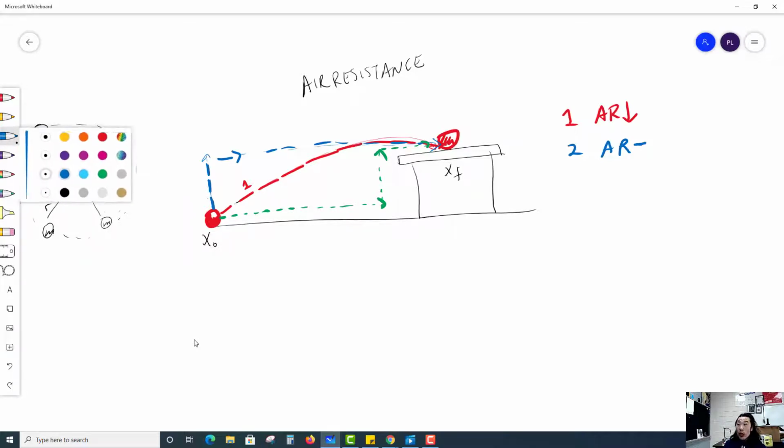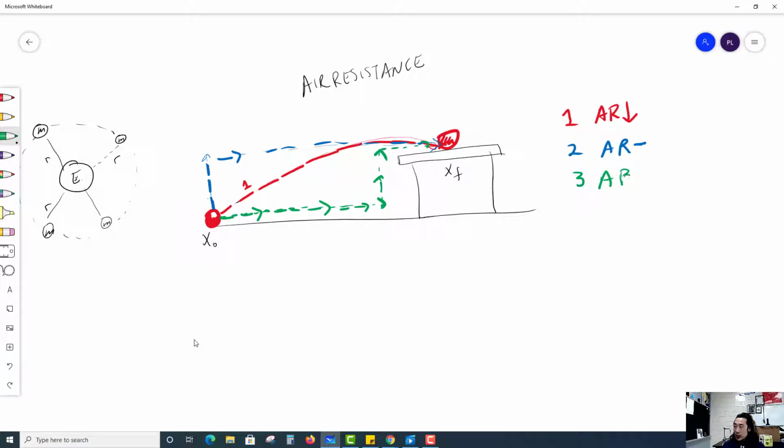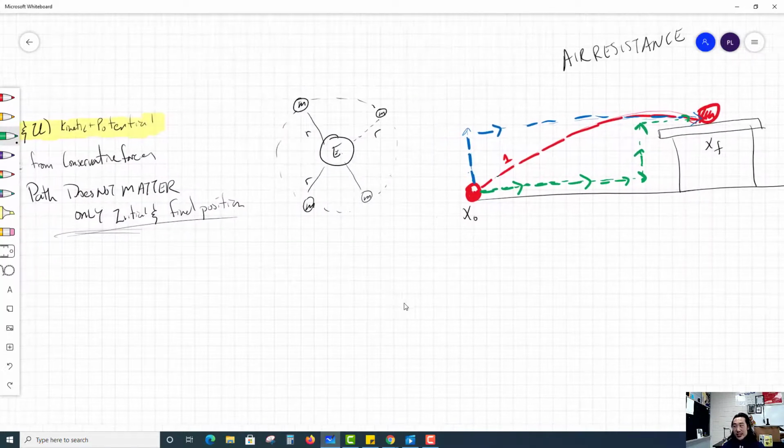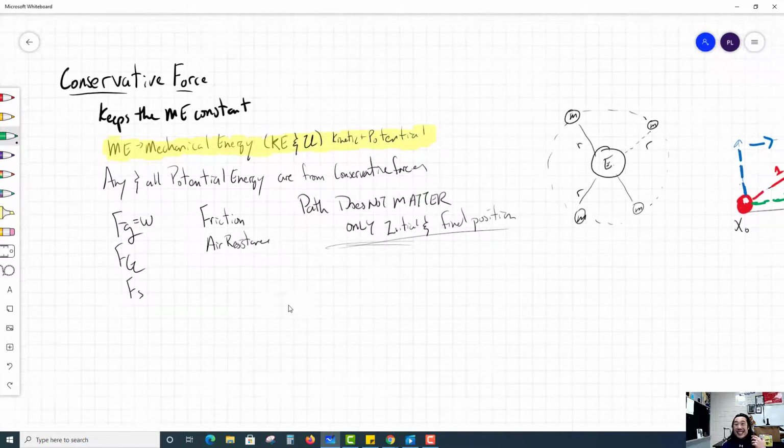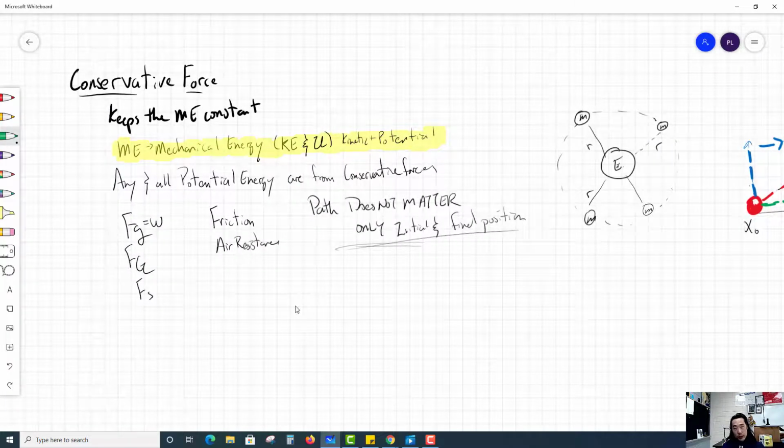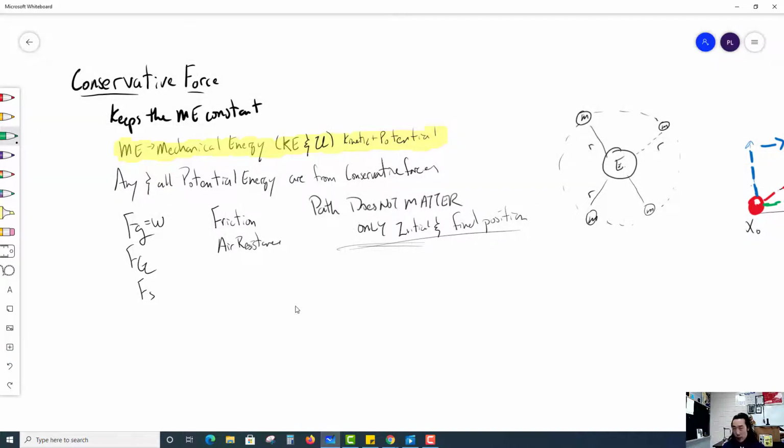And what about journey 3? Journey 3, I had the longest journey. So because it's the longest journey, I had the most amount of time to interact with the air molecules. So for journey 3, my air resistance was the greatest. And so because the path actually matters for my air resistance interaction, we say that air resistance is not a conservative force. Okay, because the path matters. If the path does not matter, we say it's a conservative force.